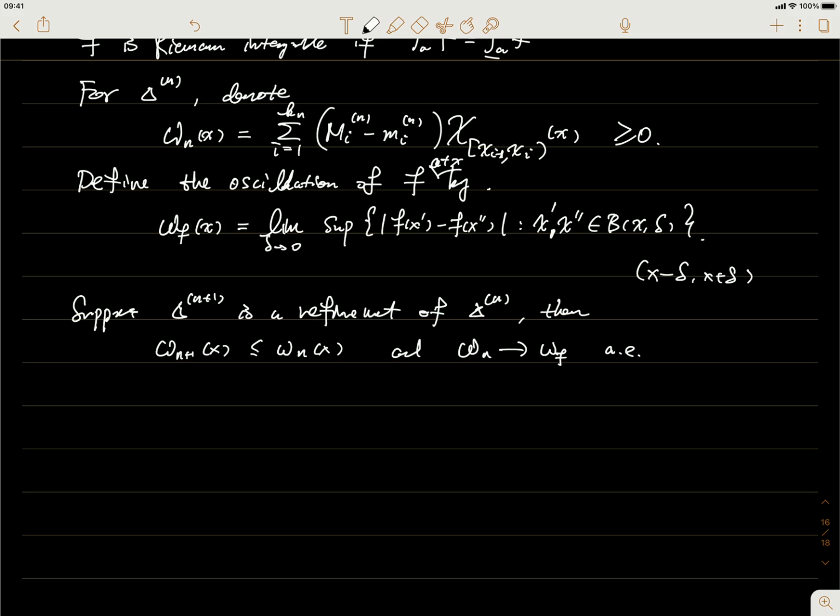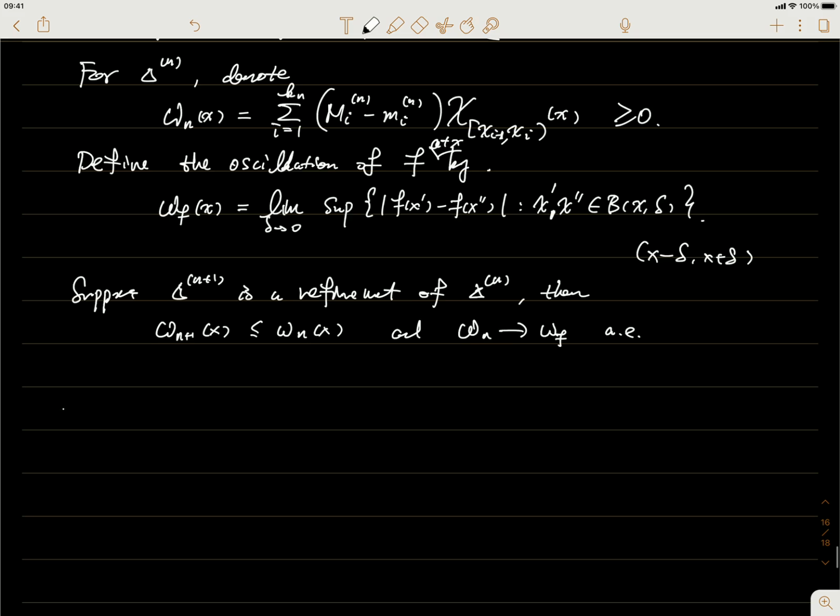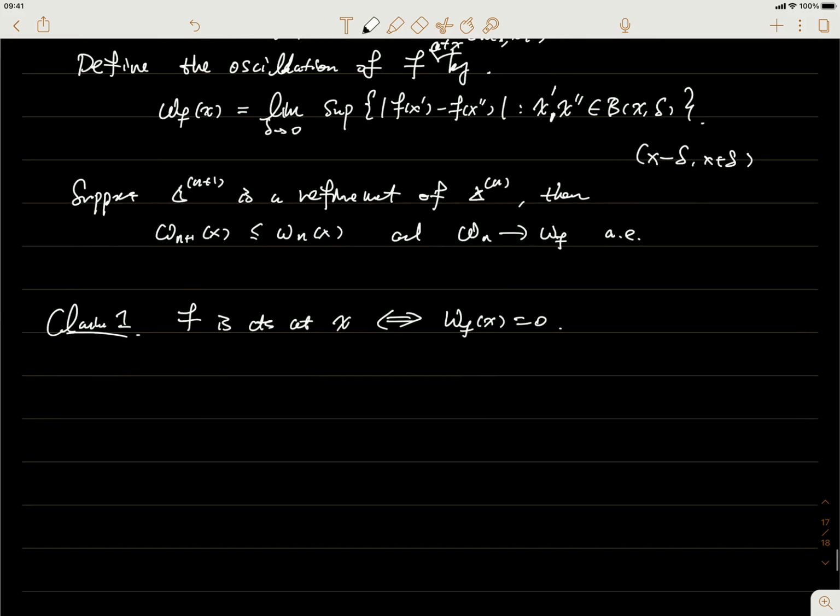Before doing that, there's an important property that we have to realize for this Wf. There are two properties of it. The first property is that this Wf gives us an indication of whether the function is continuous at that point. What I mean is that f is continuous at x if and only if this Wf, the oscillation of f at x, is equal to 0. Okay, that's the first claim I want to make.